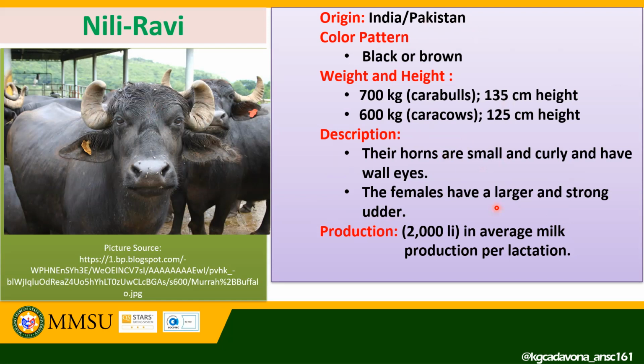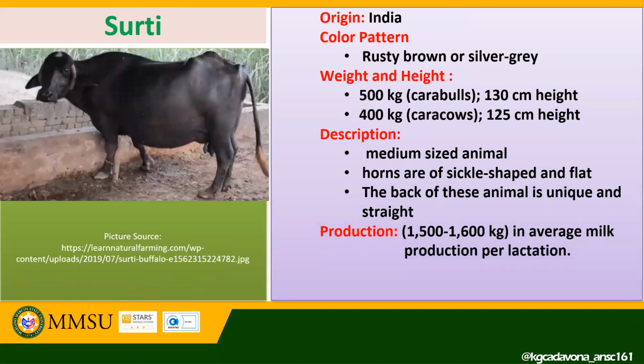So basically, these are large animals as you can see in the weight. So massive yung body nila. And it produces around 2,000 kilograms of milk per year. Then last one, we have the Surti buffalo, which is a breed of water buffalo found in India.